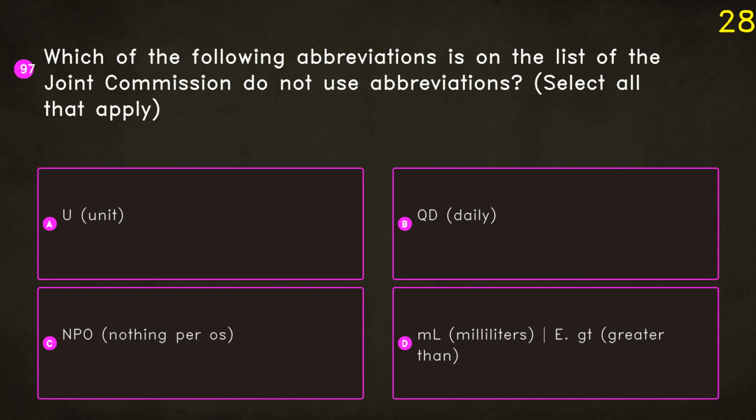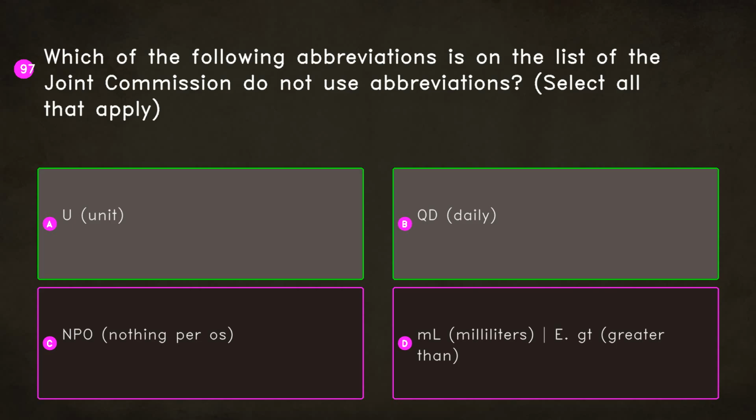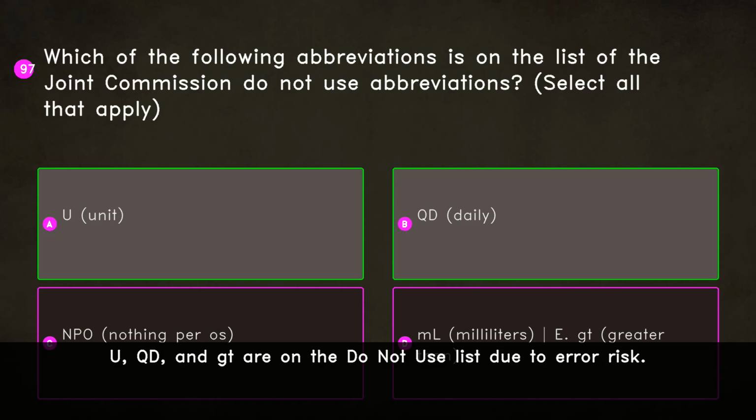Question 97. Which of the following abbreviations is on the Joint Commission's do not use list? Select all that apply. A. U, unit. B. QD, daily. C. NPO, nothing per os. D. ml, milliliters. E. GT, greater than. The correct answer is U, unit, and QD, daily. U, QD, and GT are on the do not use list due to error risk.